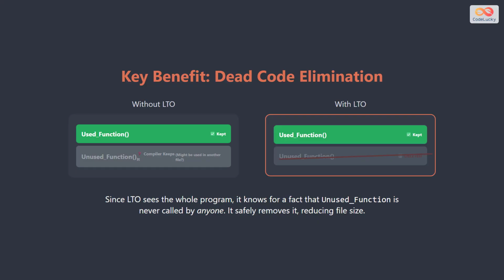Another major benefit is aggressive dead code elimination. In a standard build, the compiler keeps unused functions because it thinks they might be used by another file it cannot see. With LTO, the tool sees the entire program. If a function is never called by anyone, LTO knows it is safe to delete it entirely, resulting in a smaller executable.